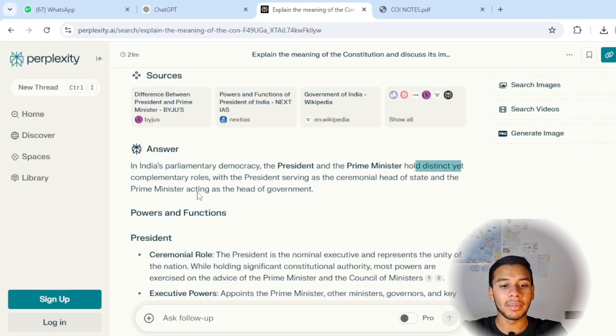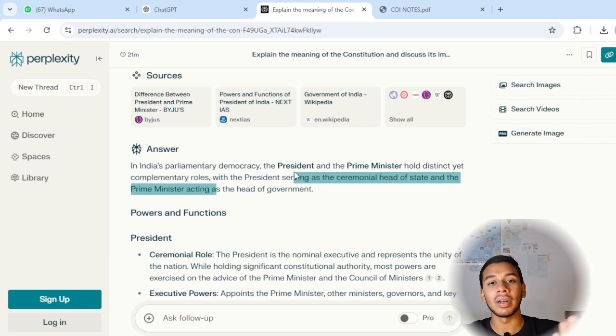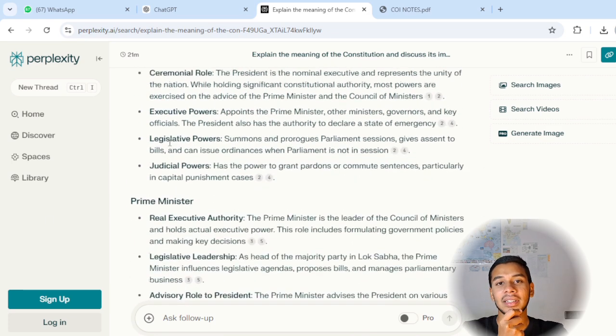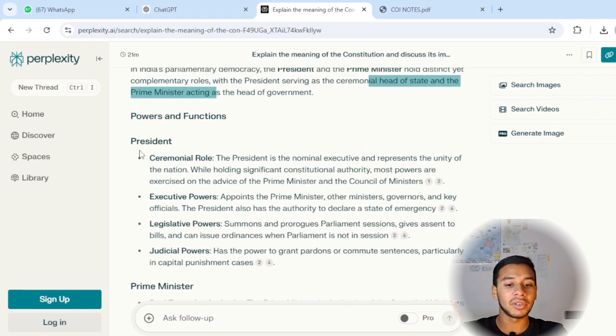Now let's get into the topic. In India's parliamentary democracy, the President and Prime Minister hold distinct yet complementary roles. Both have their particular roles: the PM holds one, the President holds the other. The President serves as the ceremonial head of the state and the Prime Minister acts as the head of the government. There is a state, and within the state there is a government. The state is represented by the President and the government is run by the Prime Minister.